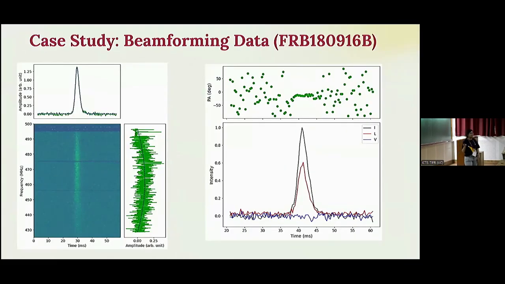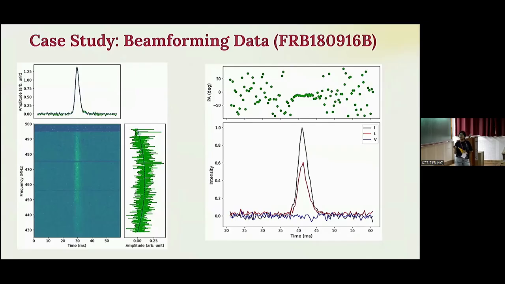Next is the case study. This is the example of FRB 180916. This is from beamforming data, and this is a single clean pulse. This is showing a dynamic spectrum. It is showing a band-limited emission, and this is the intensity time plot. This is the intensity frequency plot. We have fitted this using an exponentially convolved Gaussian, and this has been fitted using just a Gaussian.